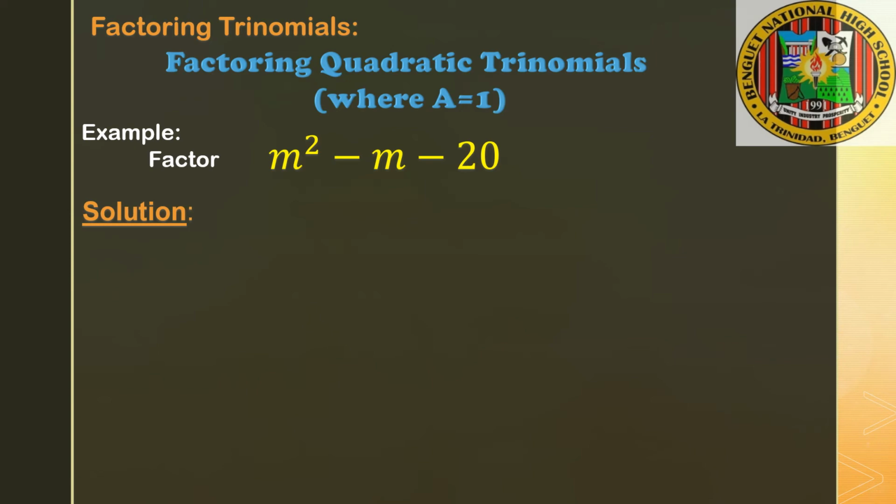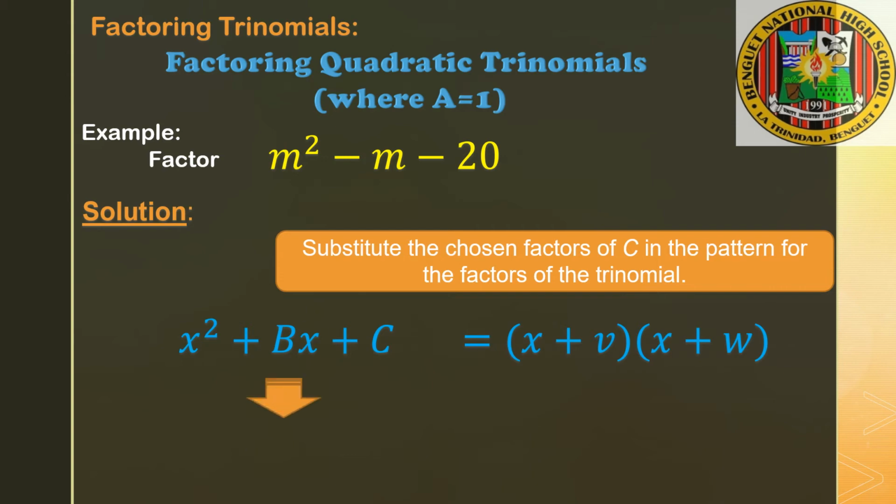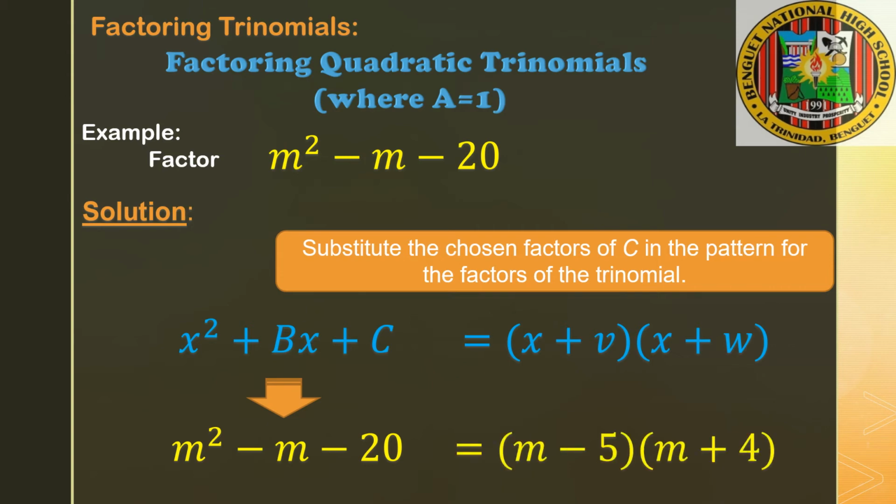From what we did in the first step then, we will substitute negative 5 and 4 for v and w in the pattern for the factors of the trinomial. This gives us the factors for the trinomial m squared minus m minus 20 as the quantity m minus 5 and the quantity m plus 4.